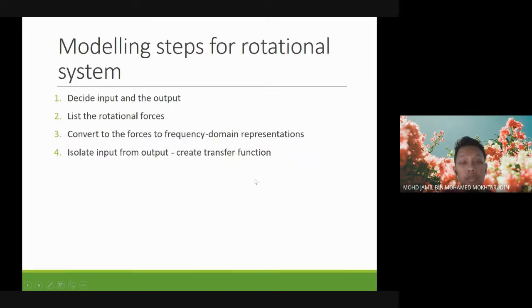Okay, so we use similar modeling steps as translational motion, which is the 4 steps. First we decide on the input and output, and then we list the forces, but in this case the rotational forces. And then we convert the forces into the frequency domain and write the equation of motion. And then we isolate the input from the output to find the transfer function.